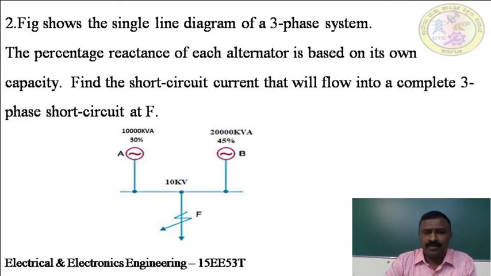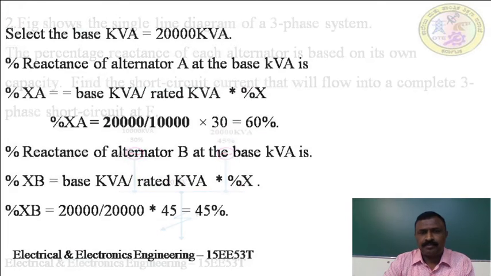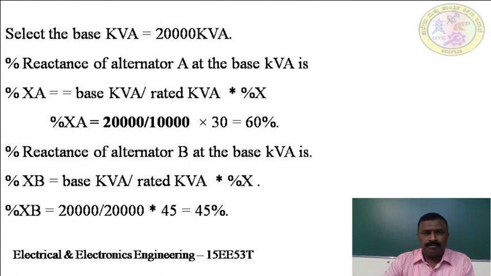So this is the given problem, where here it has got two alternators, alternator A and alternator B. These are the respective ratings, and the bus bar voltage is 10 kilovolts, and on the transmission line F will be the fault. Even for this problem, we have to select any convenient value as the base kVA. So therefore I selected the base kVA as the highest kVA rating. Again the highest kVA rating is 20,000 kVA, so we call the 20,000 kVA the base kVA.